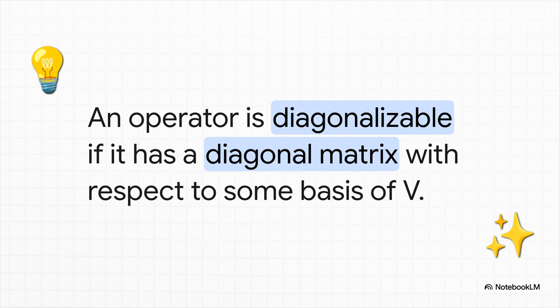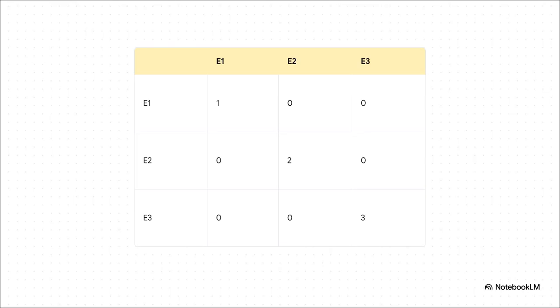But what if we change our point of view? What if, instead of using our boring old coordinate system, we use a new one built from the operator's own special vectors, its eigenvectors? And there it is. That is the exact same operator, but when you look at it through the eyes of its eigenvectors, the matrix becomes beautifully, breathtakingly simple. It's a diagonal matrix. All the messiness is gone, and its true nature is laid bare.